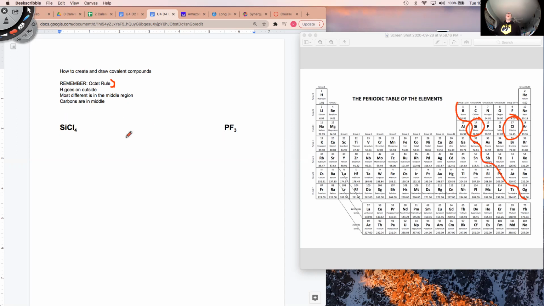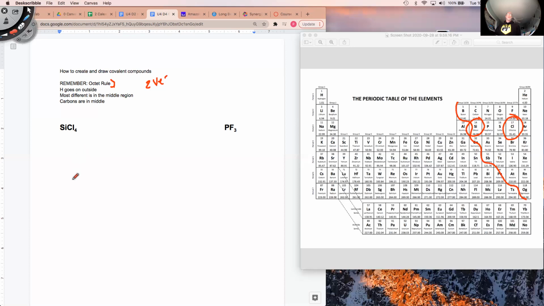Hydrogen's always going to go on the outside. And remember that hydrogen is going to have just 2 valence electrons. The least different atoms go on the outside, and the most different ones are pretty much always going to go in the middle. So there's a P and 3 Fs. The one that's the least amount would be the P, so P would go in the middle. And carbons are always going to go in the middle.